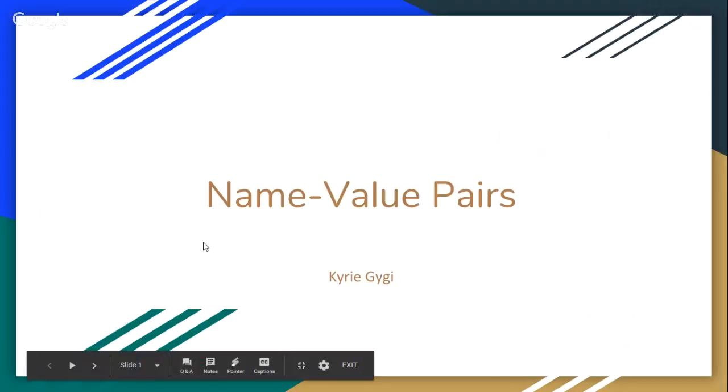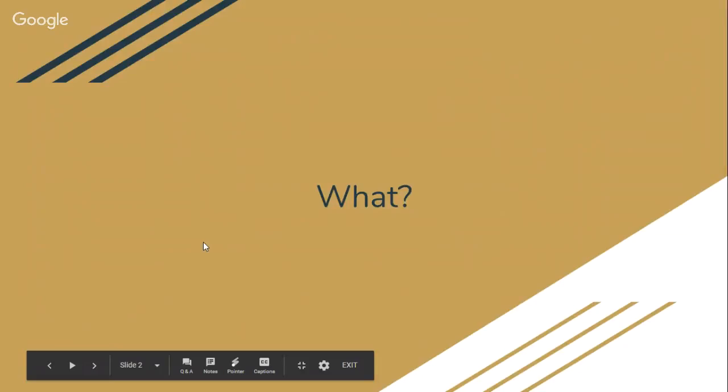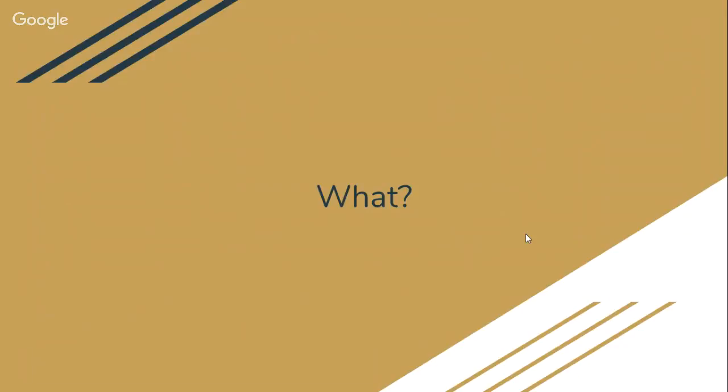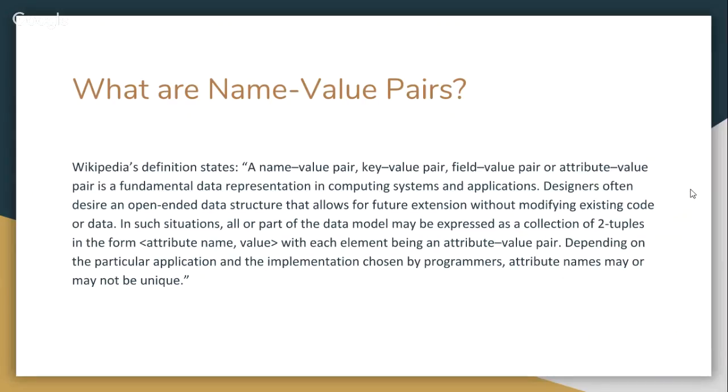All right, so let's take a look. So what are name value pairs? The Wikipedia definition states a name value pair, also known as key value pair, field value pair, or attribute value pair, is a fundamental data representation in computing systems and applications.